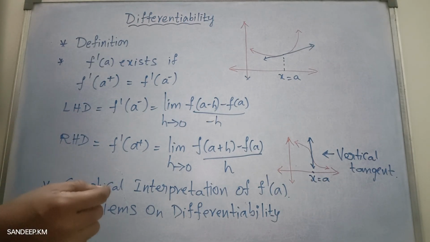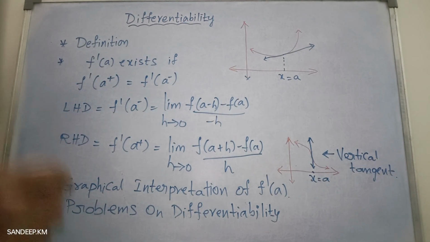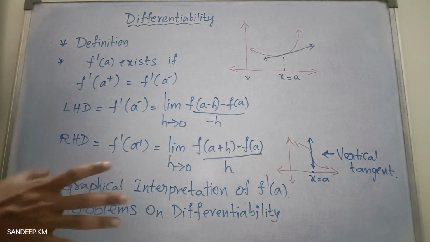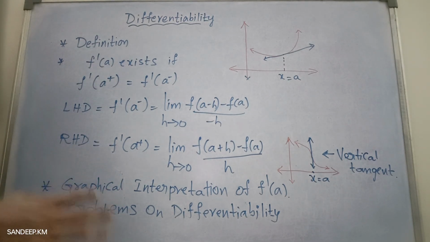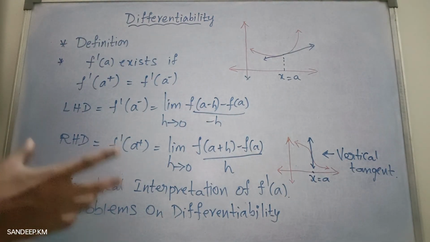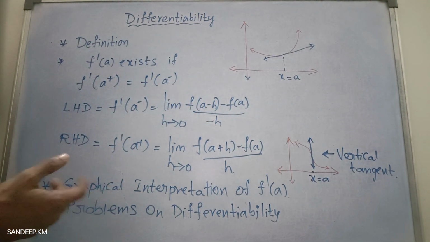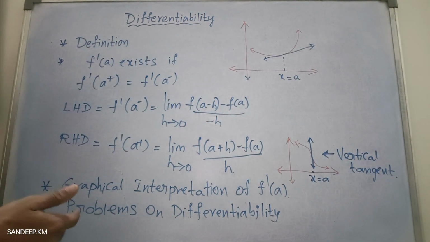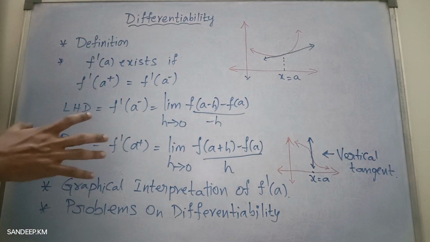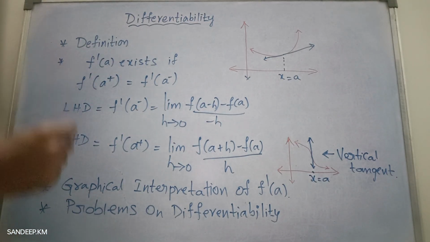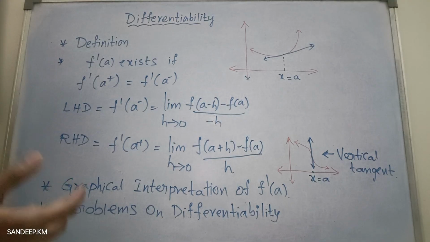at x is equal to a, and we will see when the function is differentiable at x is equal to a, and after that we will see the graphical interpretation of f dash of a on the graph. How do we understand it graphically, and at the same time we will also discuss problems on it. First, let us see what is the definition of differentiability. How do we understand the concept of differentiability?